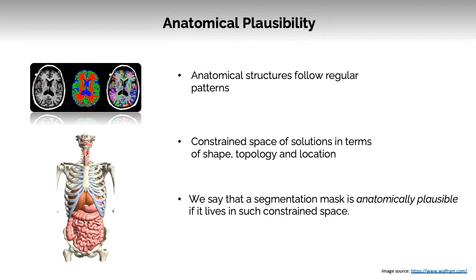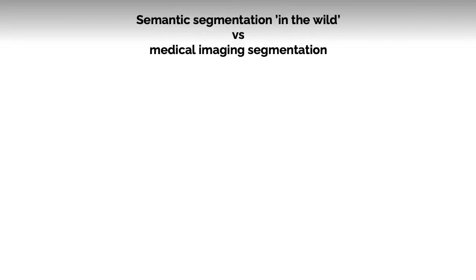If we think about a brain, a brain looks like a brain, it has a certain topology, and it cannot, for example, have holes in the middle of the brain. Or the same happens with the liver, for example. We expect certain anatomy, certain shape, certain topology on these objects. So we will say that the segmentation mask is anatomically plausible when it lives in such a space of plausible shapes. And this is what we will be trying to encourage in our segmentation networks during this talk. How can we constrain the space of solutions so that we get things that make sense in terms of anatomy?